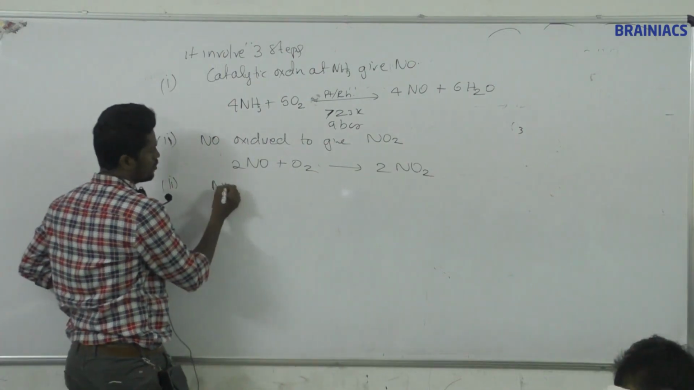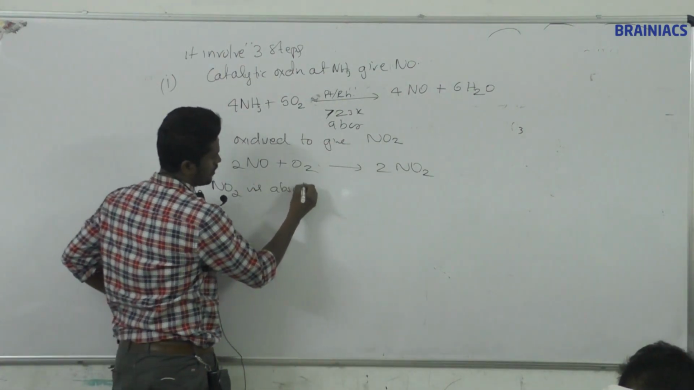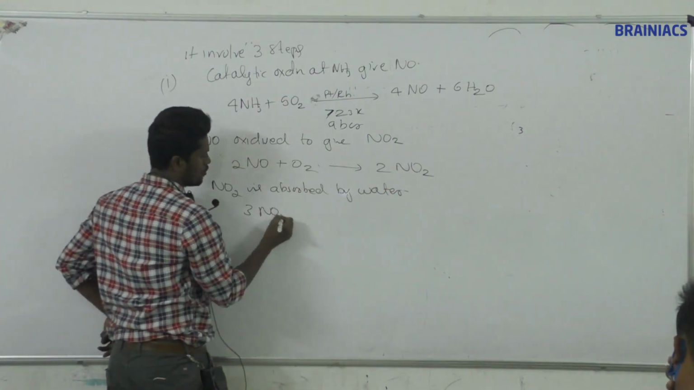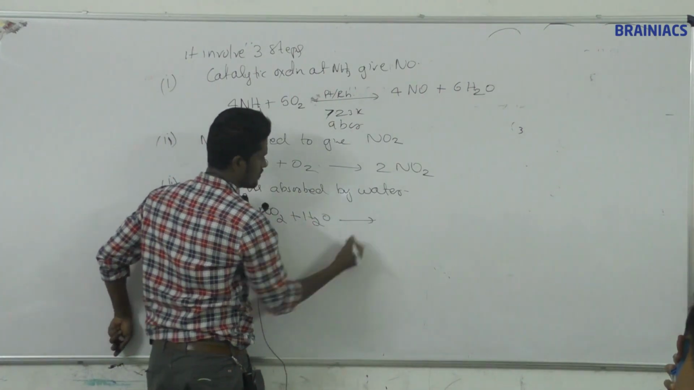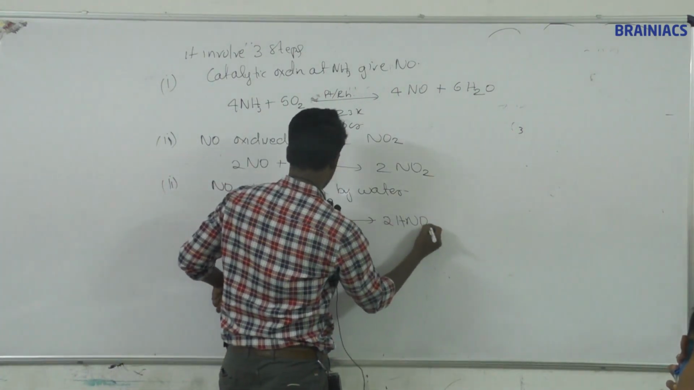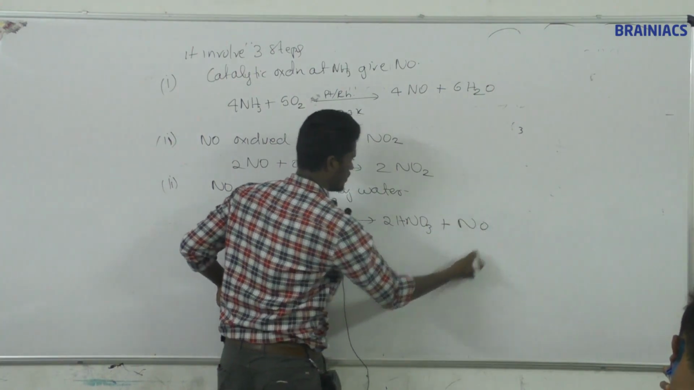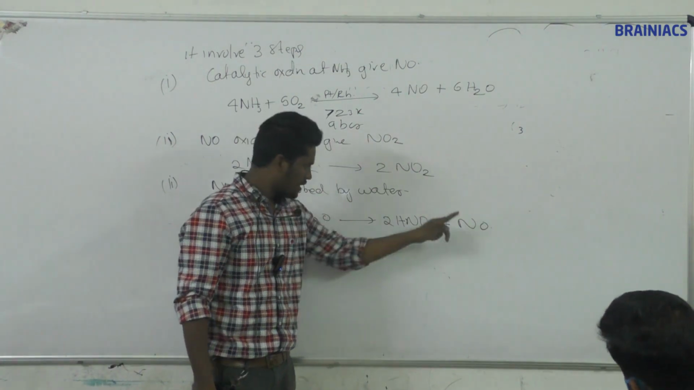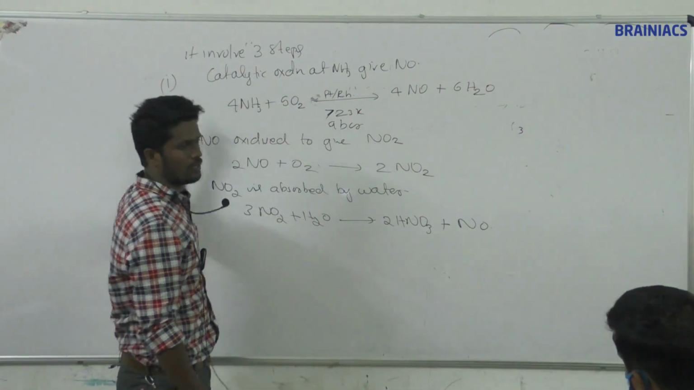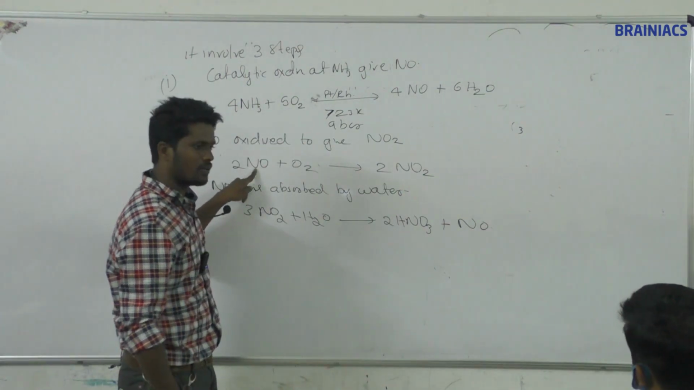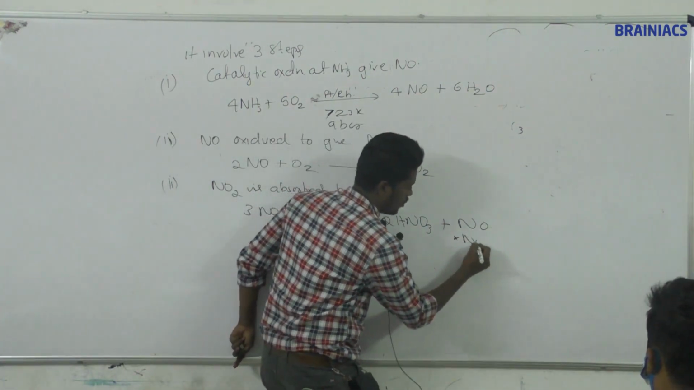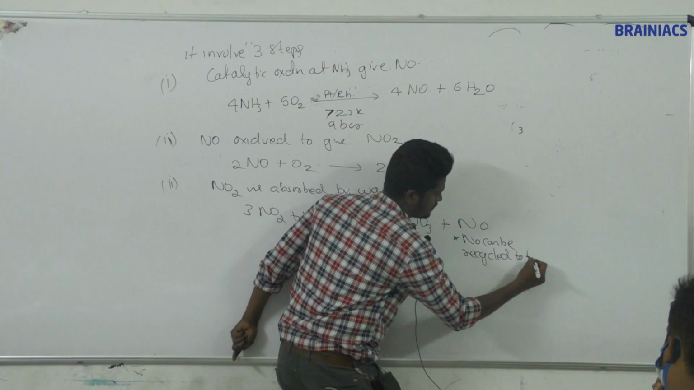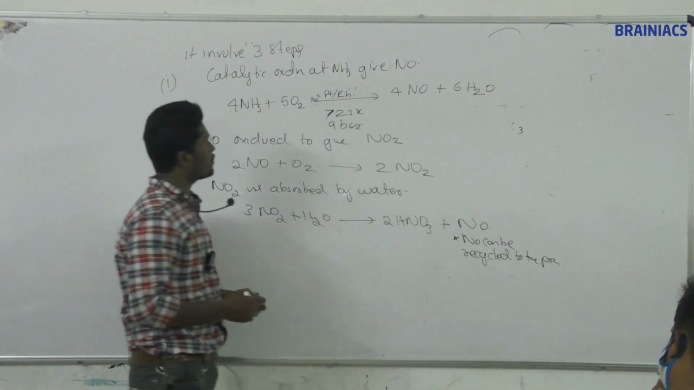Third step, NO2 is absorbed by water. So here H2O gives HNO3. There is a small amount of NO also formed. This NO can be recycled to the process. So what does the Ostwald process involve?